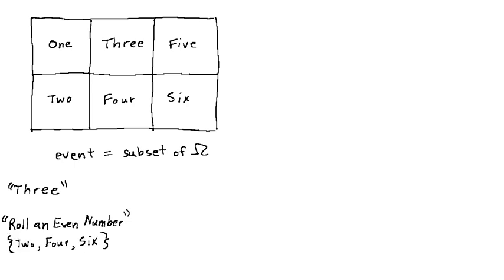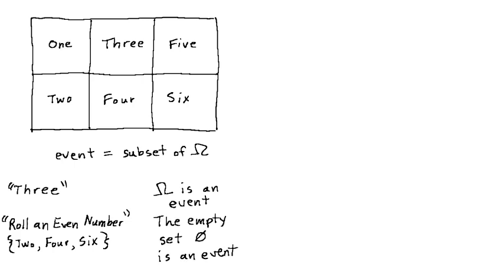Perhaps less obvious is the fact that the entire sample space can be considered an event because omega is a subset of itself. The empty set, that is, the set that contains no elements, is also an event because technically it's considered to be a subset of any set.